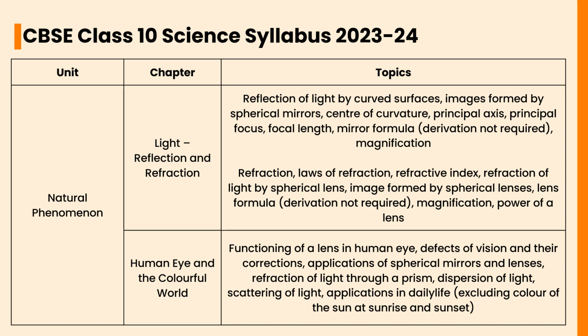In Human Eye and the Colorful World, the topics are functioning of lens in human eye, defects of vision and their corrections, applications of spherical mirrors and lenses, refraction of light through a prism, dispersion of light, scattering of light, applications in daily life excluding color of the sun at sunrise and sunset.